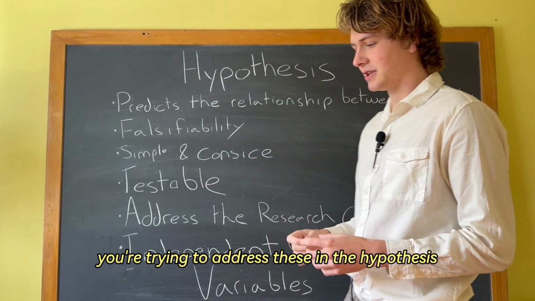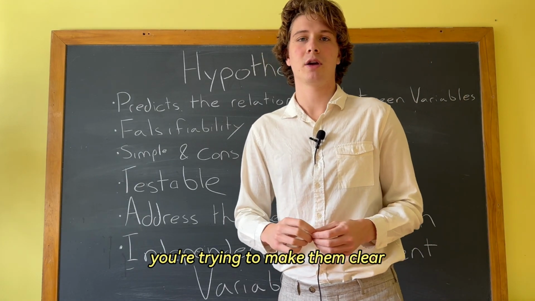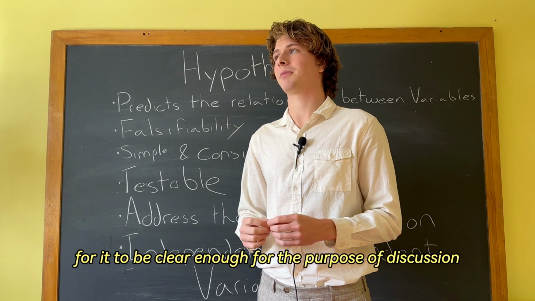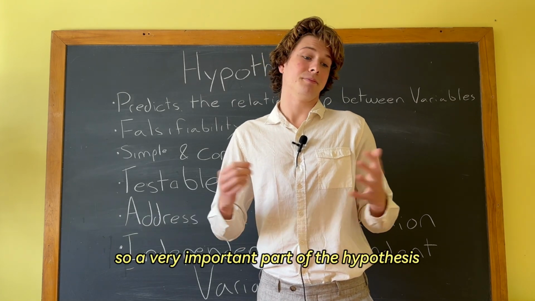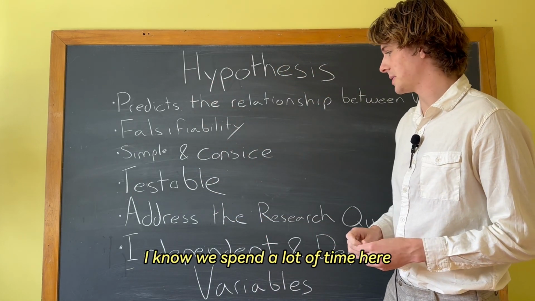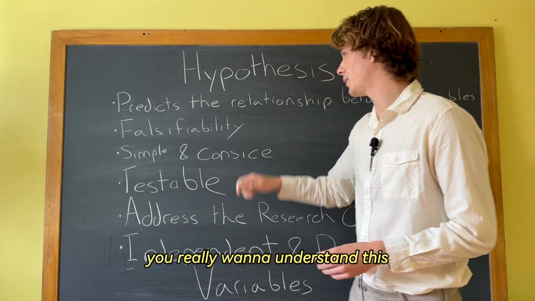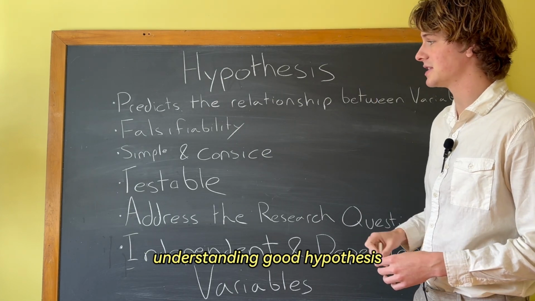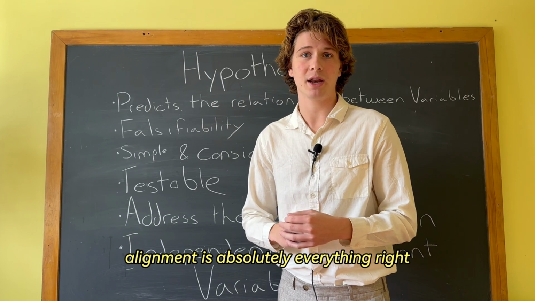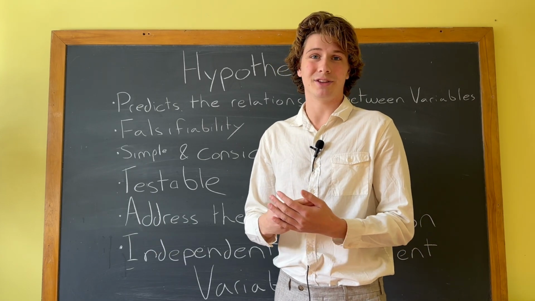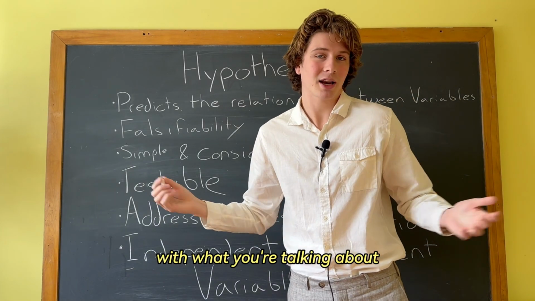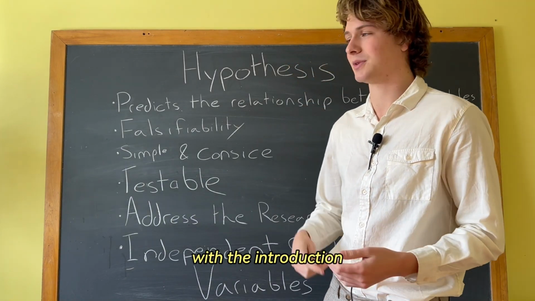You're trying to address these in the hypothesis. You're trying to make them clear, trying to make them detailed enough for the reader to be able to understand it, for it to be clear enough for the purpose of discussion. So, a very important part of the hypothesis. All of this, the hypothesis is really central. I know we spent a lot of time here, but it's really, really central. You really want to understand this. Understanding a good hypothesis. Alignment is everything. Alignment is absolutely everything, right? You want to make sure that everything in the study is aligned with what you're talking about, with the methods, with the discussion, with the results, with the introduction even.